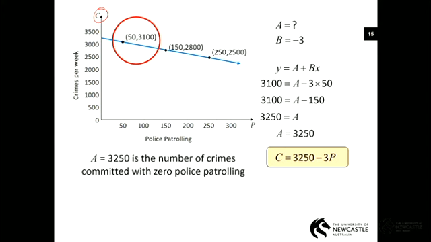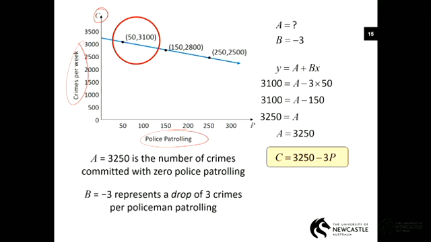So what do A and B represent? A equals 3250 is the number of crimes committed when P was 0. What about the B, minus 3? Well, let's look at our units. If I'm ever in doubt what the gradient means, just look at the units. It's this over that: crimes per week over police patrolling. So minus 3 crimes per week per police patrolling is saying that we'll drop 3 crimes per week. Minus 3, it goes down 3 crimes per week per policeman patrolling. So when I had an extra 100 police, it went down 300. When I went up another 100, it went down another 300. So we can get our practical meanings and see exactly what's happening. Every one police officer took 3 crimes per week off the street.